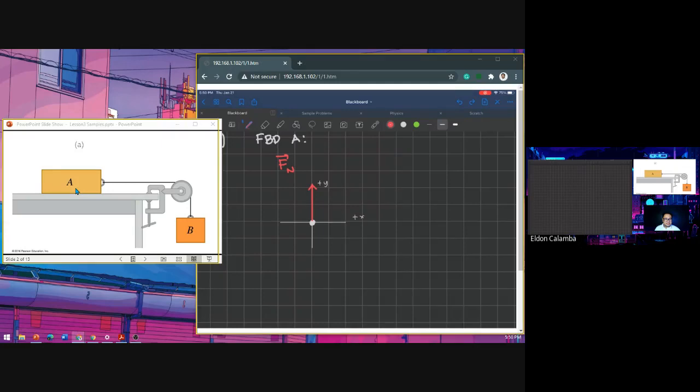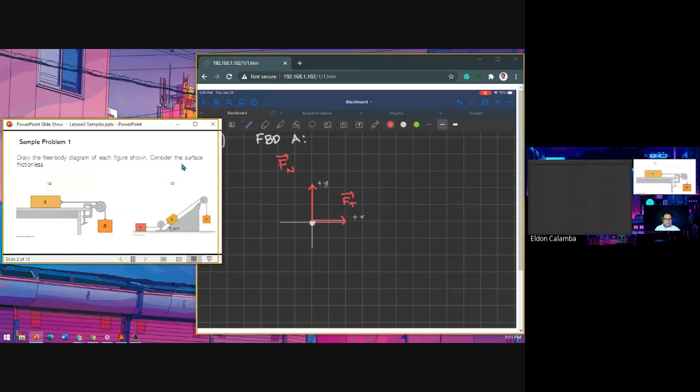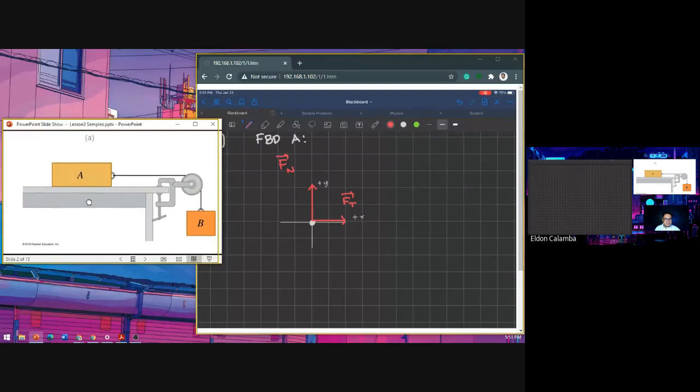Okay lang na hindi perfect ang mga vectors natin. Ito lang, meron kasi akong grid, so parang mas malinaw ang mamali. Ayan. So, let's have the tension, Ft. Next is, meron bang friction? Sinabi dito sa problem, consider the surface frictionless. So, there's no interaction between the bottom of our box at saka itong top ng ating table. So, there is no friction.